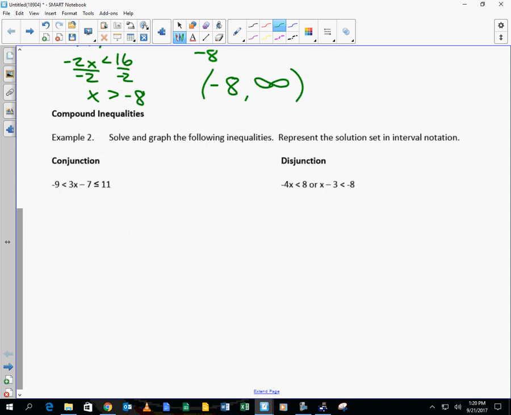Compound inequalities, okay? What does compound mean? More than one, yep. I know that people have different ways of doing this type of problem. I like to actually make the two inequalities. Negative 9 is less than 3x minus 7. And then the other one is 3x minus 7 is less than or equal to 11. I know a lot of people will add 7 to both sides, divide through by 3. I like to just make two inequalities.